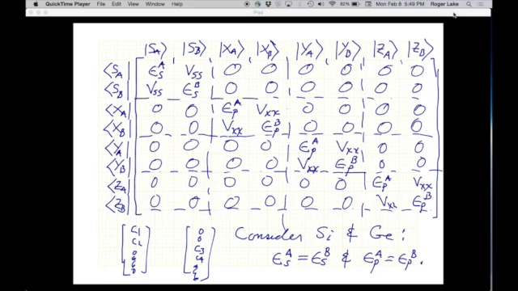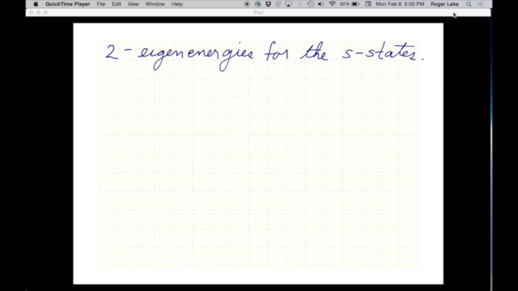Okay, so if that's true, then it becomes real simple. If we look at this first block, just for the S states, you're going to get a 2 by 2 block, right? So you're going to get 2 eigenenergies. You all know 2 by 2 matrices by now. It's a 2 by 2 block, so for that S state, the 2S states, you're going to get 2 energies.